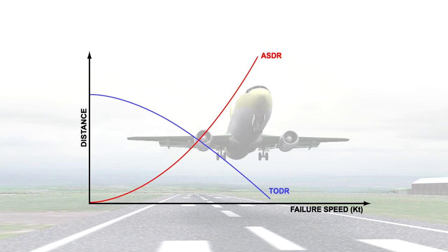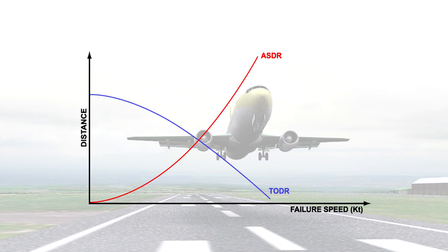The lines on this graph were explained at the end of part 1 of the Class A takeoff lesson. Nevertheless, the red line represents the accelerate stop distance required following engine failure, and the blue line represents the takeoff distance required following engine failure. The graph we have just described can help us to understand how V1 is chosen.